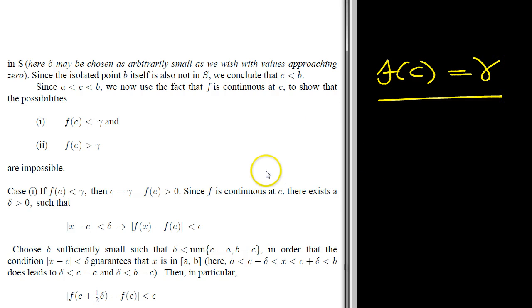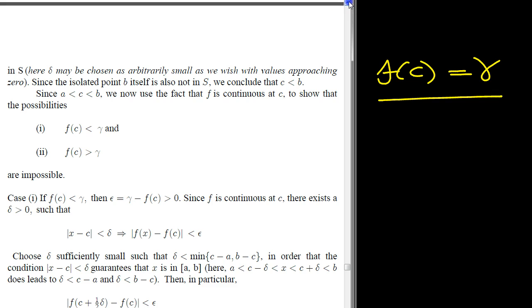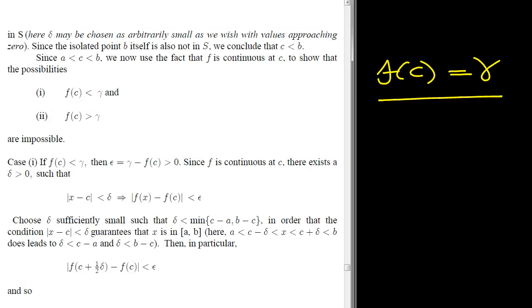And what would that mean? Well, we'll look at that in due course. Let me go back up and remind myself. f(c) equals gamma. That's what we wanted to show, didn't we? That there exists a c between a and b such that f(c) equals gamma. So that's what we're heading for. Okay, that's good. Let's have a look at this.